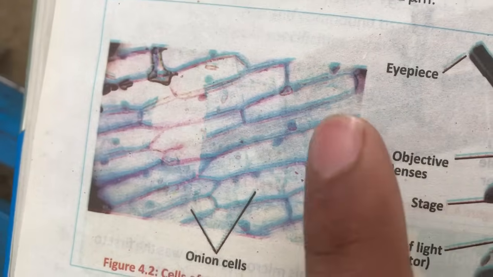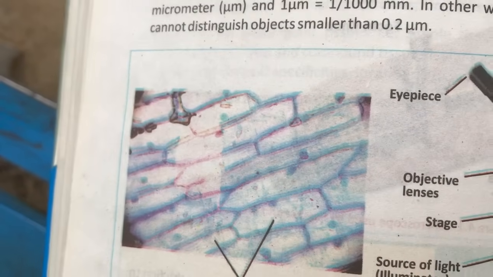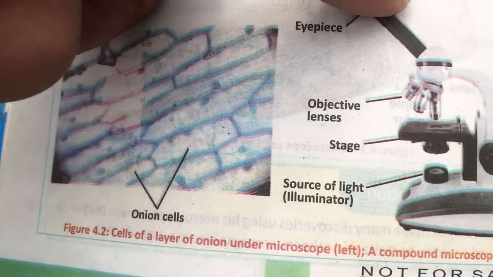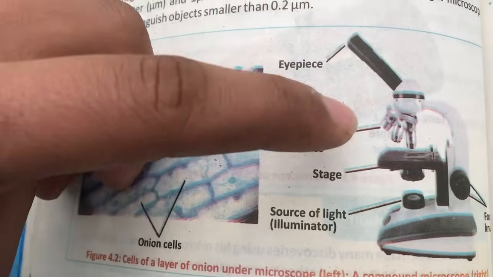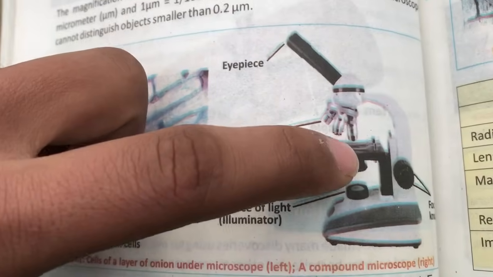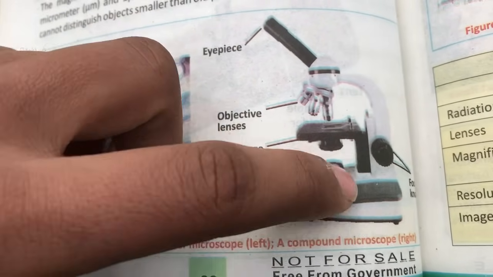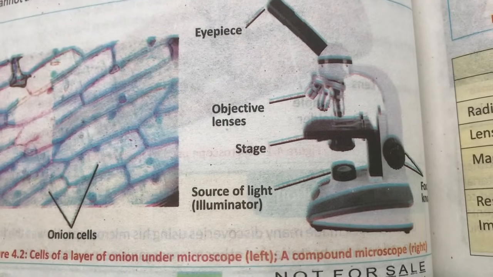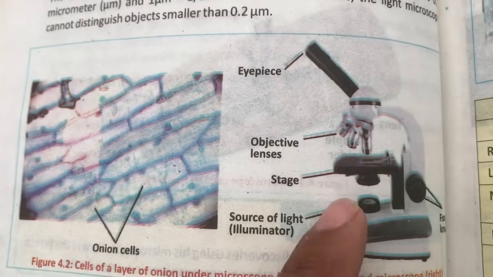This is an onion cell, which we have observed using a light microscope. This is the eyepiece, this is the objective lens, this is the stage, and this is the source of light, the illuminator. So this is a compound microscope, the light microscope.